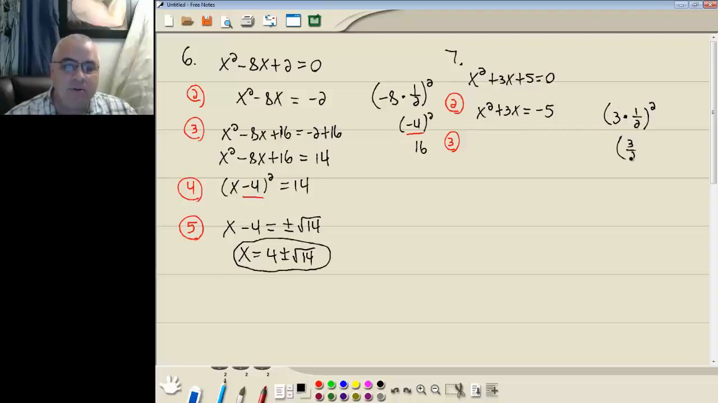And we're going to square it then. When you square a fraction, you have to square the top part and square the bottom part. 3 squared is 9, 2 squared is 4. So we get 9/4. What makes this a medium difficulty is whenever you have an odd number for your x, you'll always have fractions appear like this. And then it says to add that to both sides.